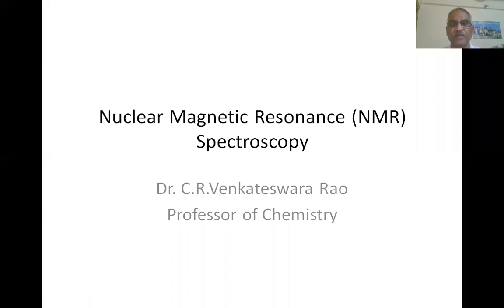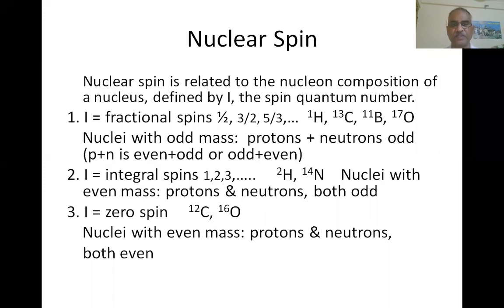Before I actually go into the principle, I need to give a brief account of nuclear spins because it is the nuclei that play the vital, important role in nuclear magnetic resonance spectroscopy. So what is nuclear spin? Nuclear spin is related to the nucleon composition of a nucleus, defined by the spin quantum number.